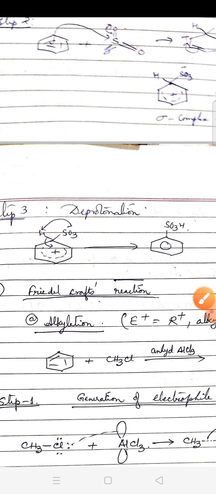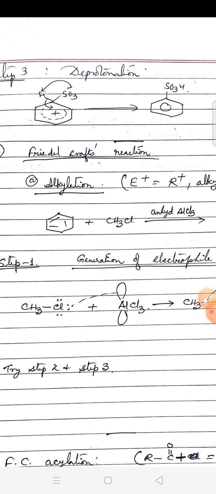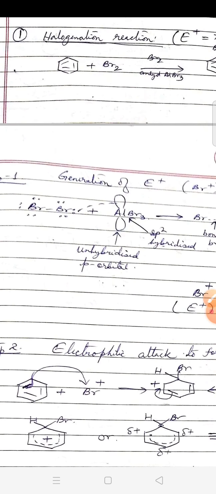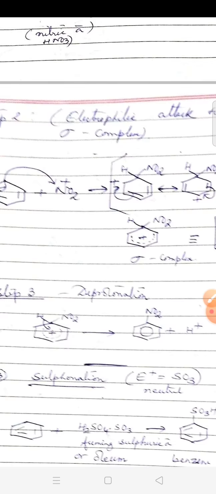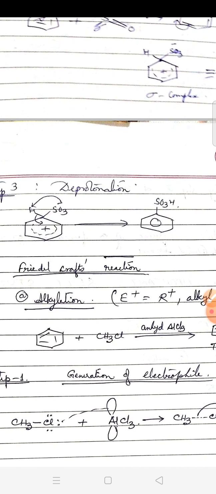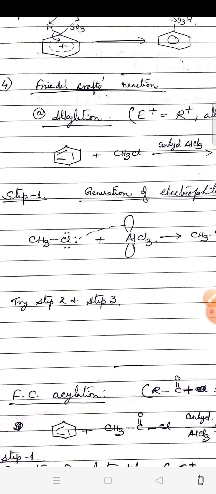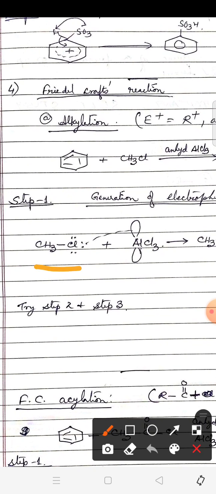Now Friedel-Crafts alkylation and acylation is very similar to halogenation. You see, in halogenation also we needed AlCl3 or AlBr3 as we have taken here. Here also we have the halogen and the AlCl3. In halogenation we had only the halogen, and here we have a haloalkane, CH3Cl.